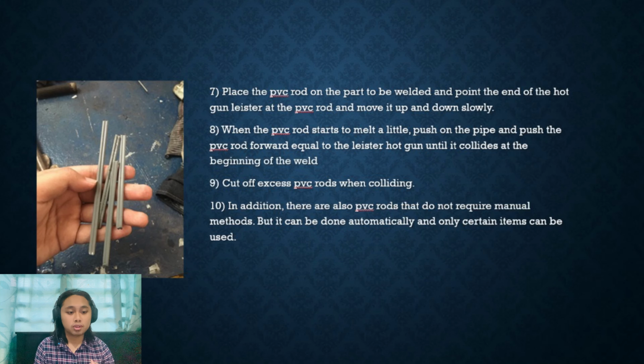When the PVC rod starts to melt a little, push on the pipe and push the PVC rod forward with the Leister hot gun until it collides at the beginning of the weld. Number 9 is to cut off excess PVC rod when colliding.